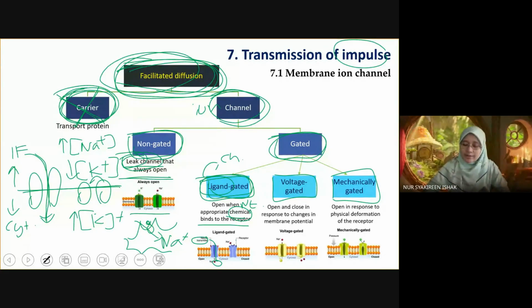Then we have another channel, which is the voltage gated channel. The voltage gated channel is located along the axon at the nodes of Ranvier.